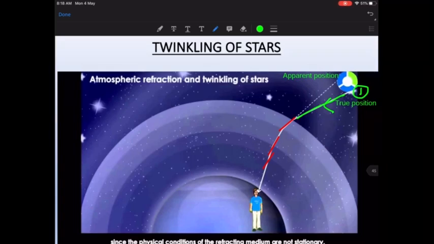As it encounters the first layer of the atmosphere, it will first analyze which layer is denser. Is the number 1 layer denser or is the number 2 layer denser? So it will understand that the number 2 layer is more dense. So we see the apparent star, Anamika, we see the apparent star here. So the light is going to bend like this.